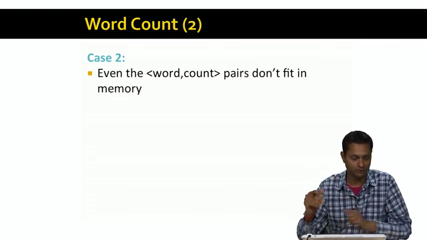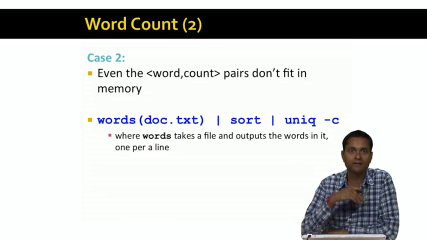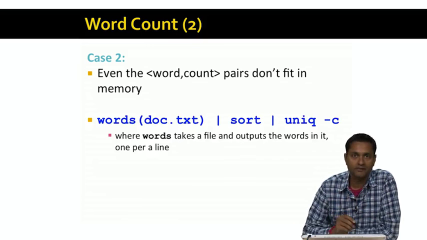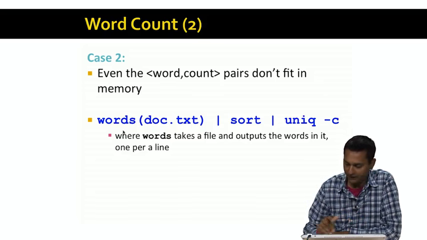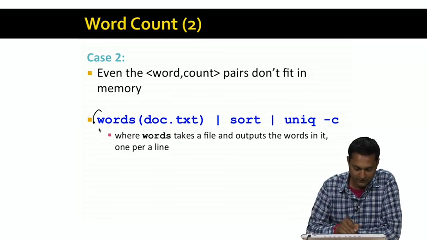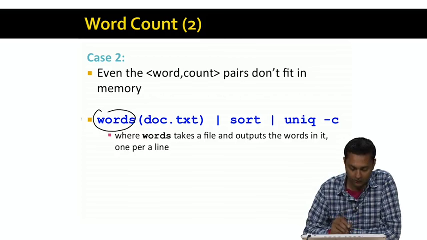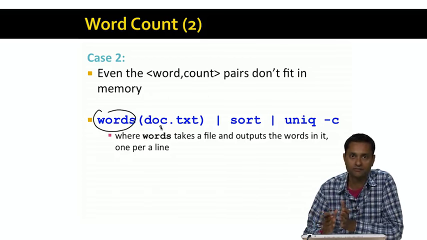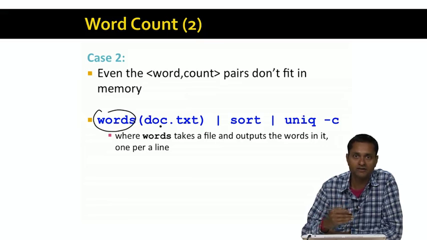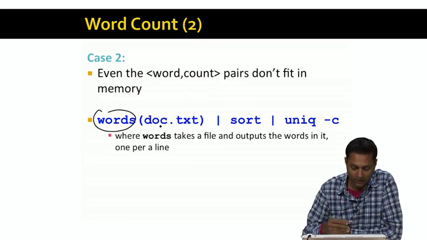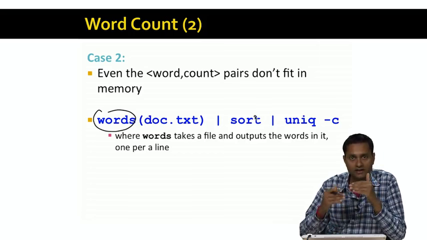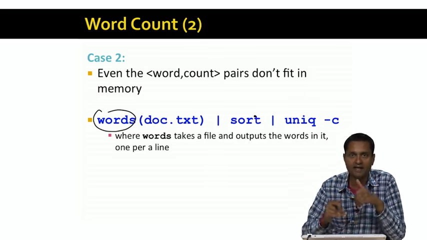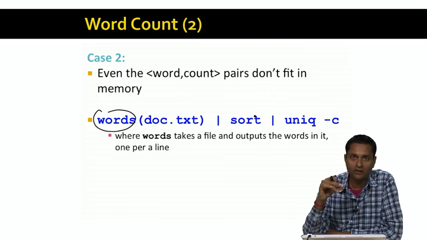Here's how I would go about doing this. This is a Unix command line way of doing it. Here the command words is a little script that goes through doc.txt, which is a big text file, and it outputs the words in it one per line. Once those words are output, I can pipe them to a sort, and the sort sorts the output of that. Once you sort it, all occurrences of the same word come together.